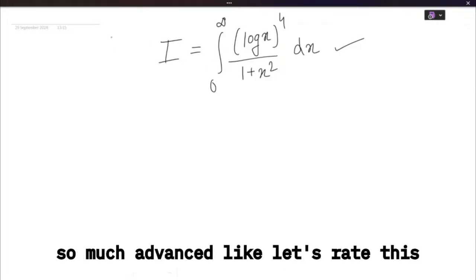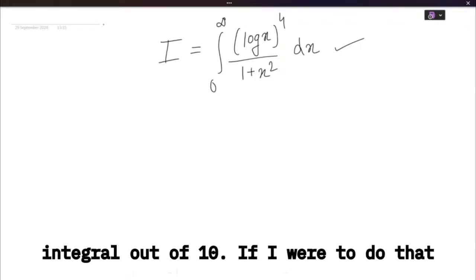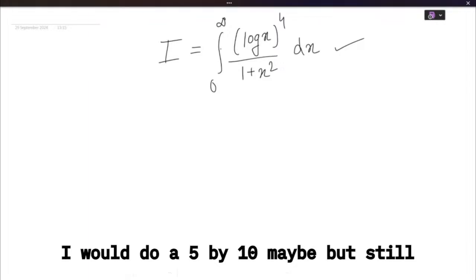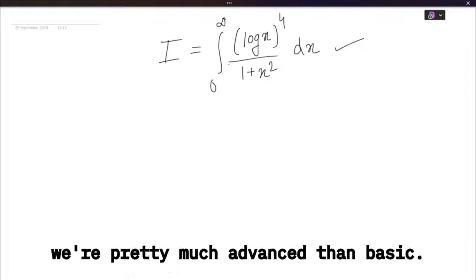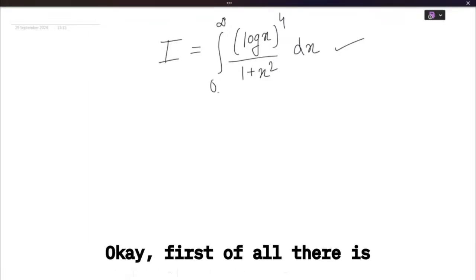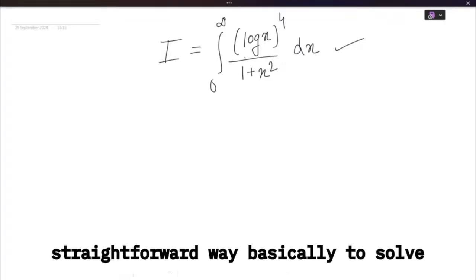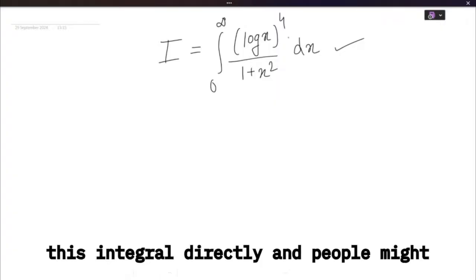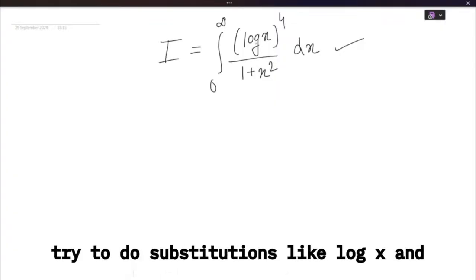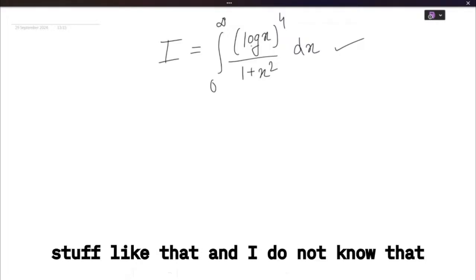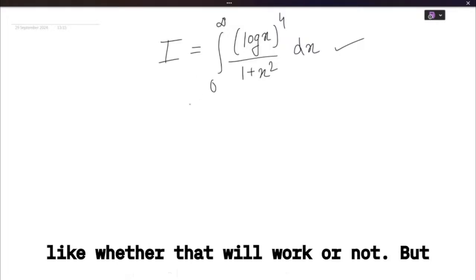Let's rate this integral out of 10. If I were to do that, I would say a 5 out of 10 maybe, but still pretty much more advanced than basic. Okay. First of all, I do not see a straightforward way to solve this integral directly. And people might try to do substitutions like log x and stuff like that, and I do not know whether that will work or not.